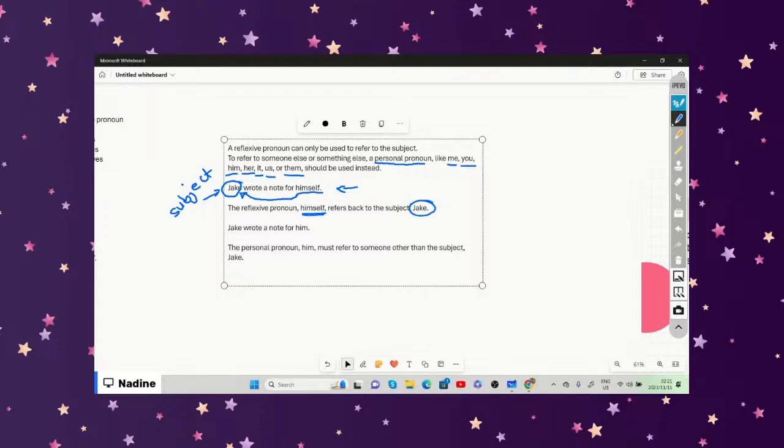But if we maybe make mention that you're writing it to someone else or something else, then it needs to be a personal pronoun. For example, here it says Jake wrote a note for him. So the personal pronoun is him and it must refer to someone other than the subject. So Jake is referring to him, to someone else.